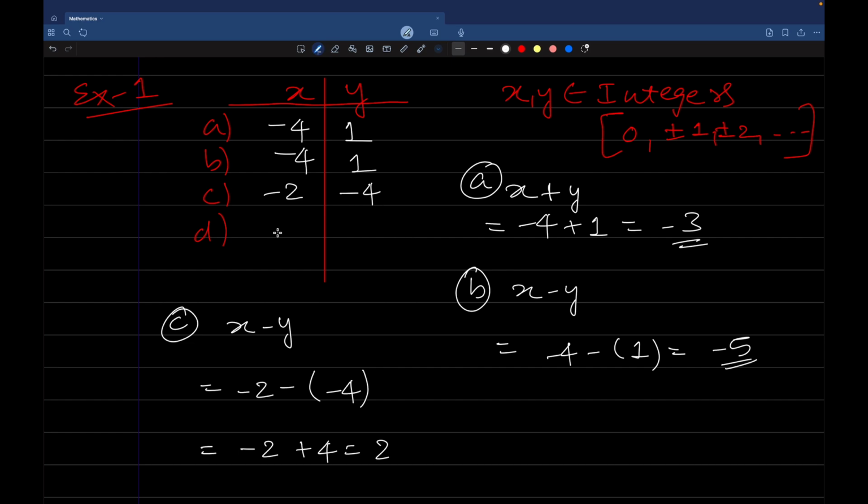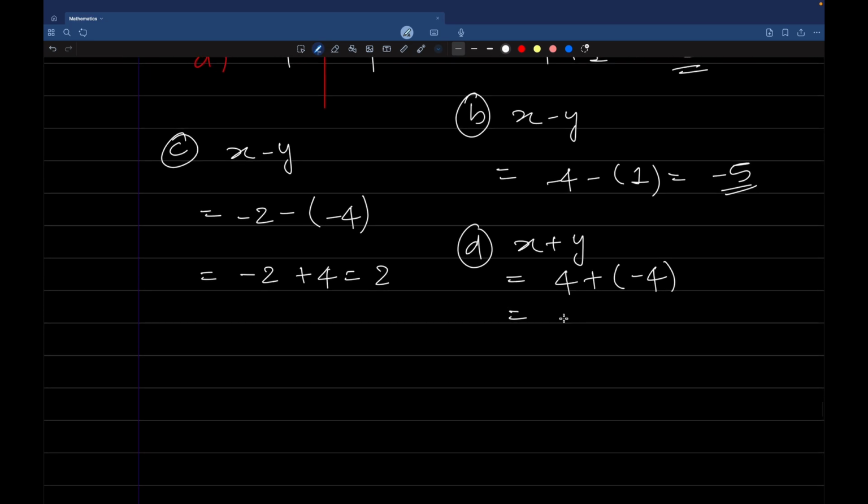Then we have to find a pair of integers x and y such that the sum is 0. So we can take integers 4 and minus 4, then we will get x plus y equals 4 plus minus 4, plus into minus is minus, so 4 minus 4 equals to 0, where plus into minus equals to minus.